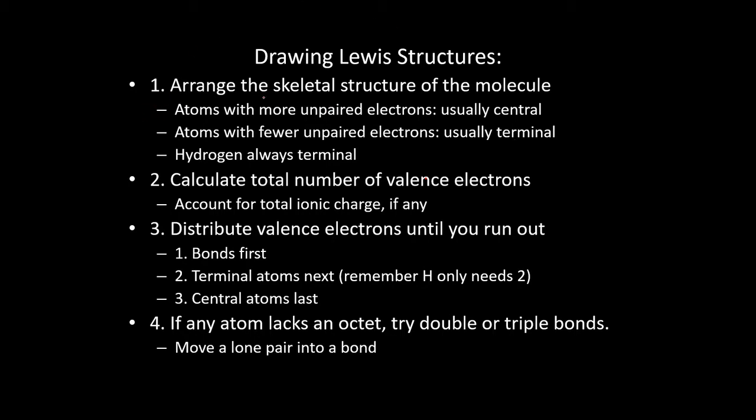Rule number 1. Arrange the skeletal structure of the molecule. This is essentially saying what is connected to what. How are the atoms actually connected together? Not in terms of how many bonds or anything like that, just what atom is bonded to what atom, and so on. So the atoms with more unpaired electrons are usually central, which is a way of saying stuff further to the left on the periodic table is going to be central, because all the stuff we're going to be doing here is the nonmetals.